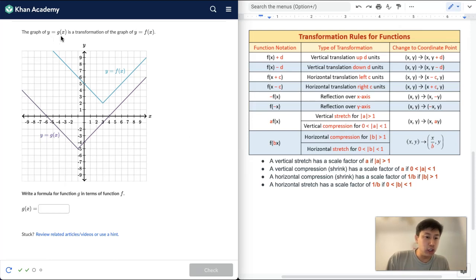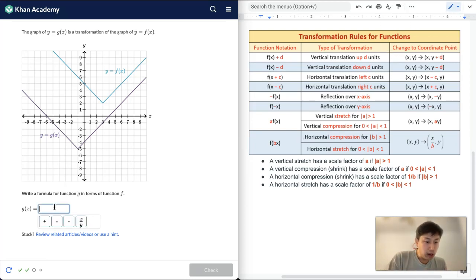All right, the graph of y equals g of x is a transformation of your f of x. So read it carefully again. That means f of x is your original and g of x is the final. Okay, write a formula for function g in terms of function f. So this is an example where you don't have the actual equation of f of x, right? You're just writing g of x in terms of f of x. But as you guys will look on these notes here, that's essentially how your default notes actually write the function anyway.